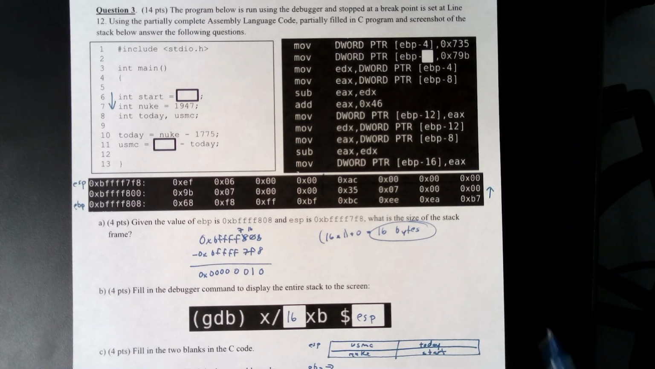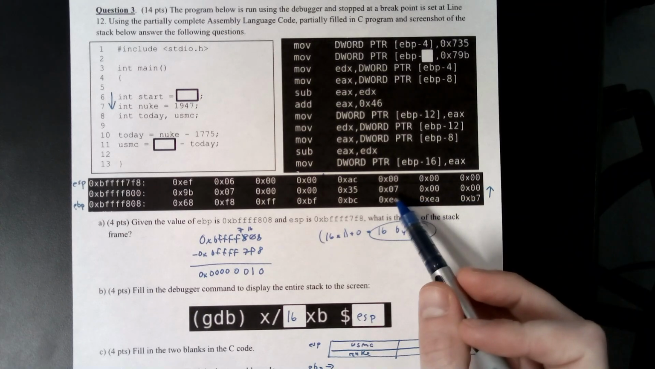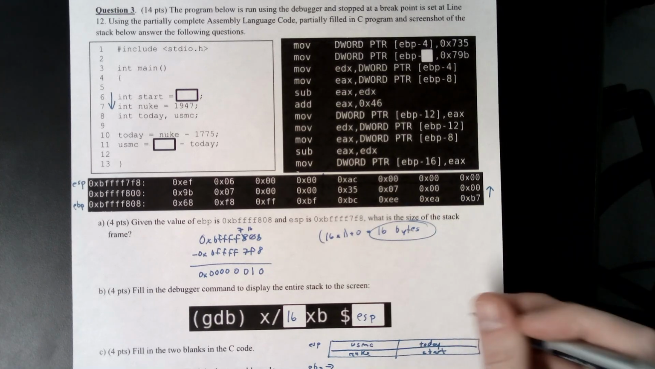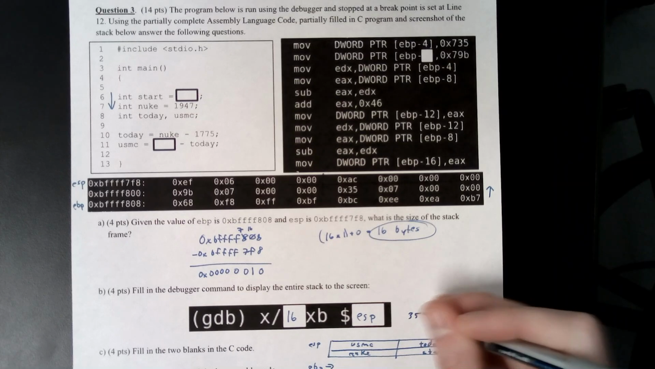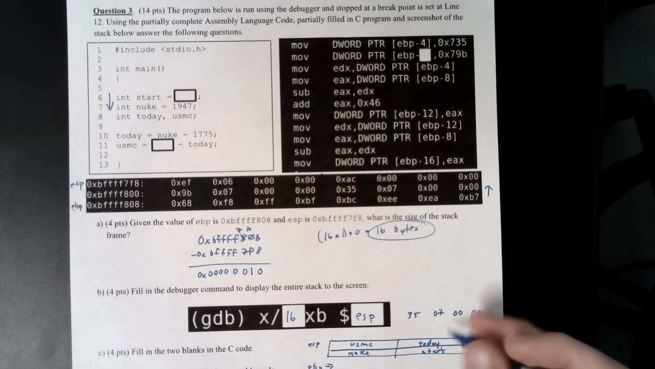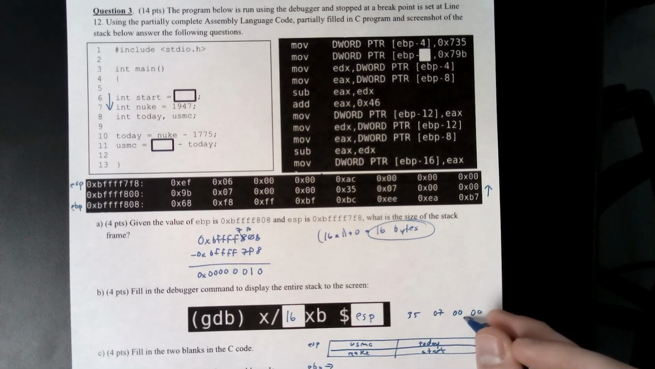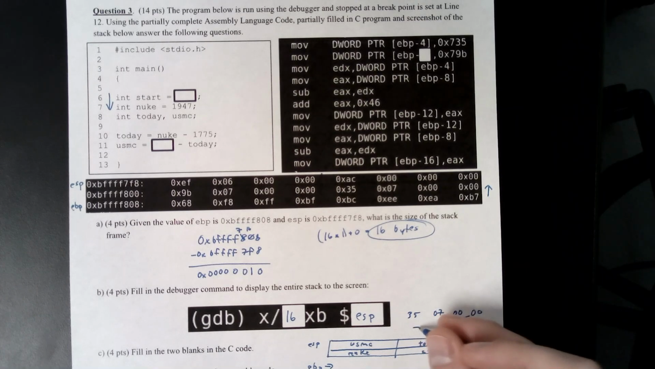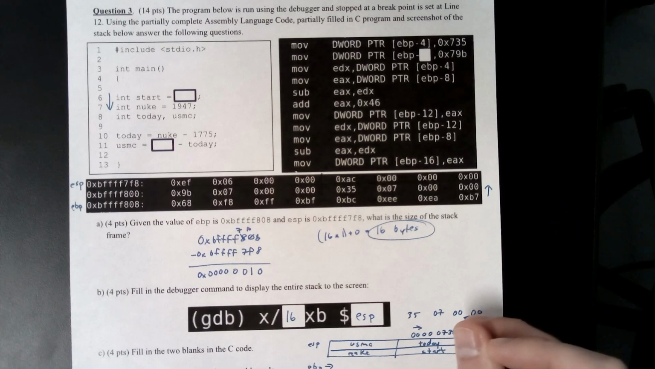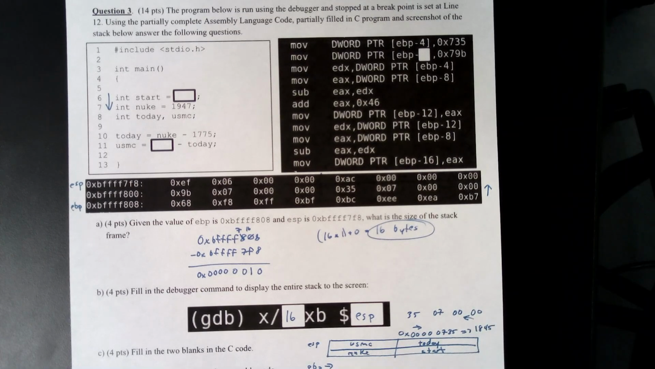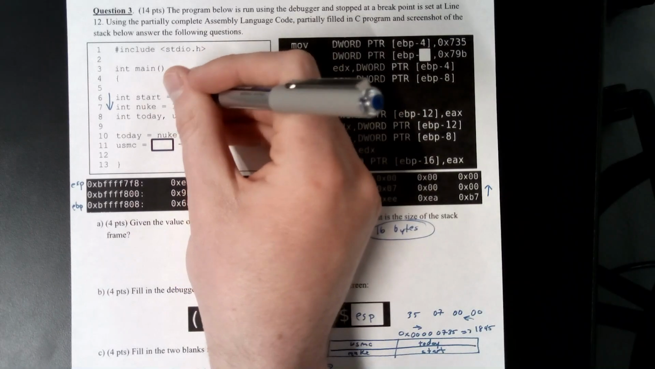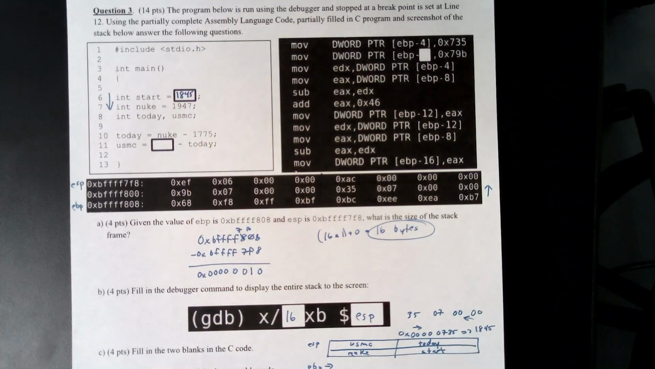So the first thing, just to get start, we have this value 00000735. That's in little endian order. So we need to read that from right to left and write it from left to right. So that becomes 00000735, and that's in hex, right? And then we convert that to decimal using our calculator, and that gets us 1845. So we can fill in the value for start because that's what we see in memory there.